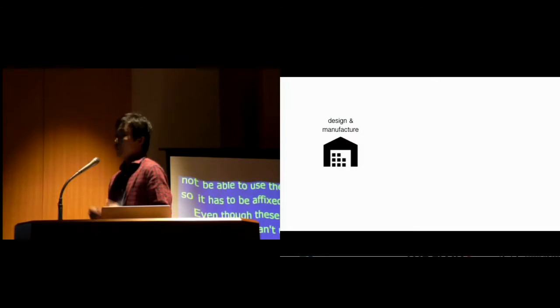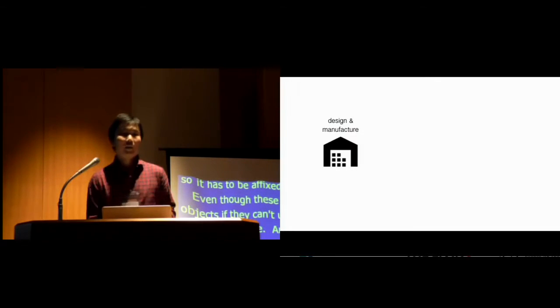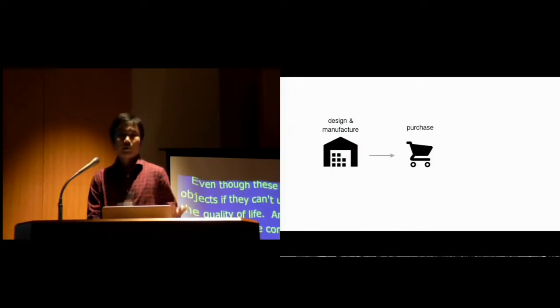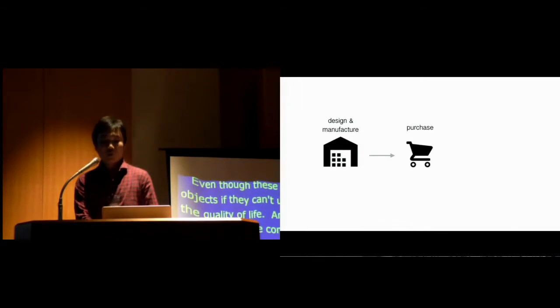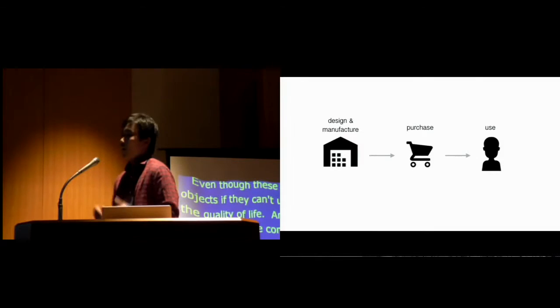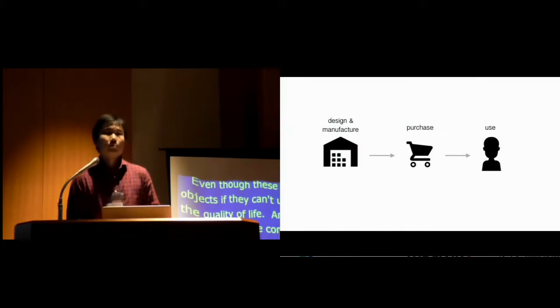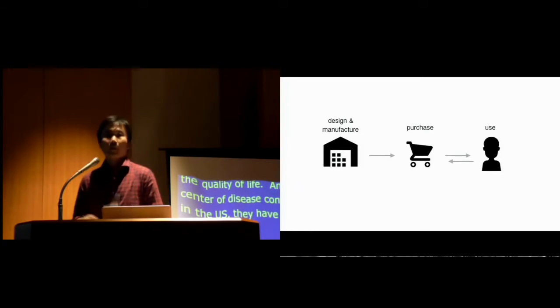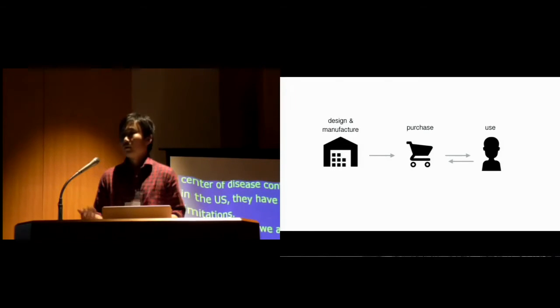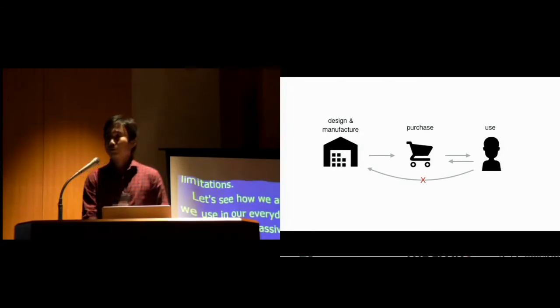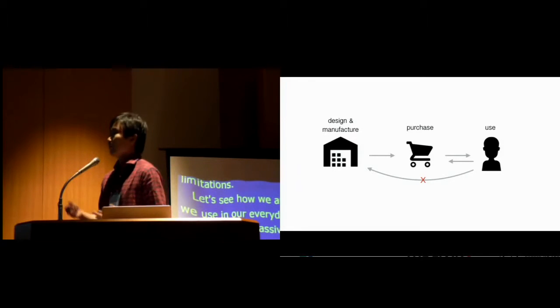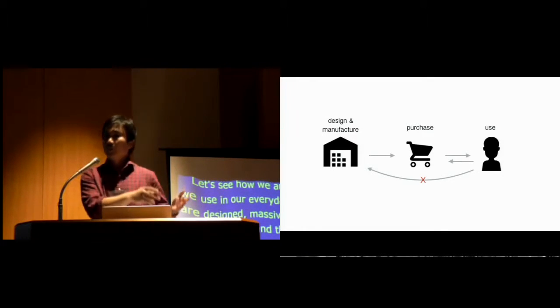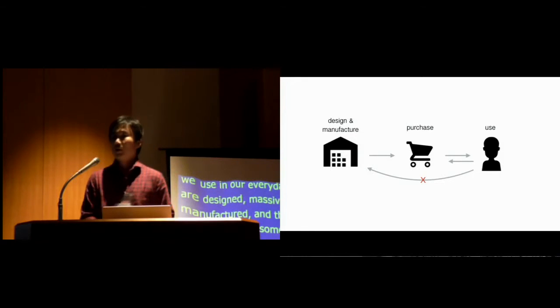So let's see how currently we are procuring things we use in our everyday life. Things are massively designed and manufactured, which are then purchased through retail or online shopping. And when it comes to the user's hands, if something doesn't work, the best you can hope for is to return and replace it with something else, and hopefully it would work better or not. And there's really no easy way to go back to how the object is originally designed and manufactured.